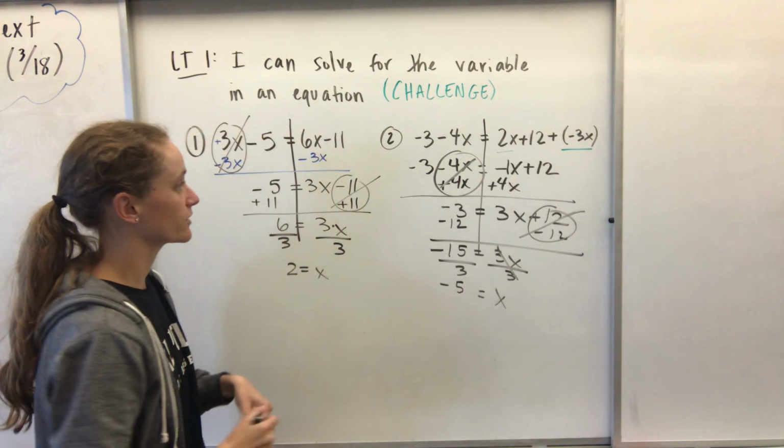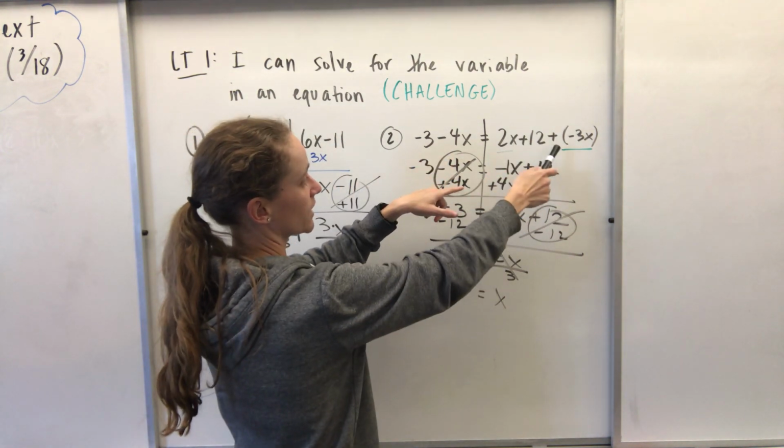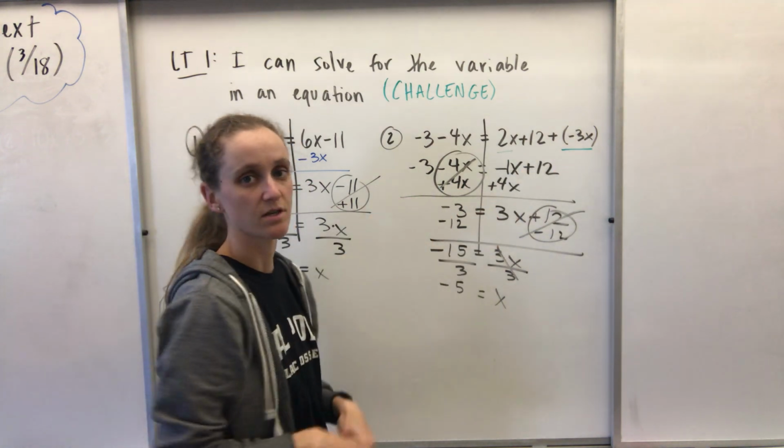So again, when you have variables on both sides, combine like terms if you can, and then the goal is just to put the x's onto the same side.